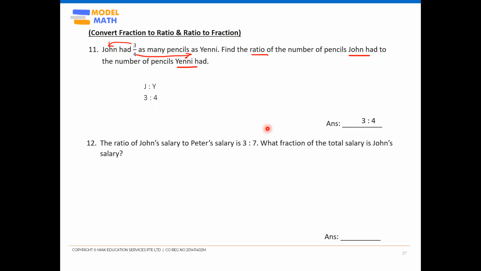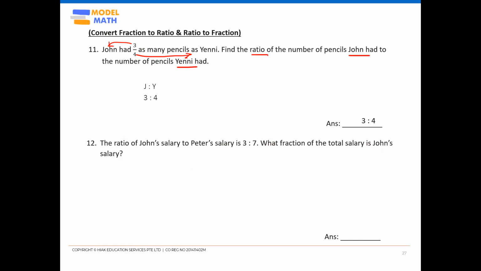Now, question 12. The ratio of John's salary to Peter's salary is 3 to 7. What fraction of the total salary is John's salary? So this is the opposite. This time they give you the ratio and they are expecting us to find a fraction.